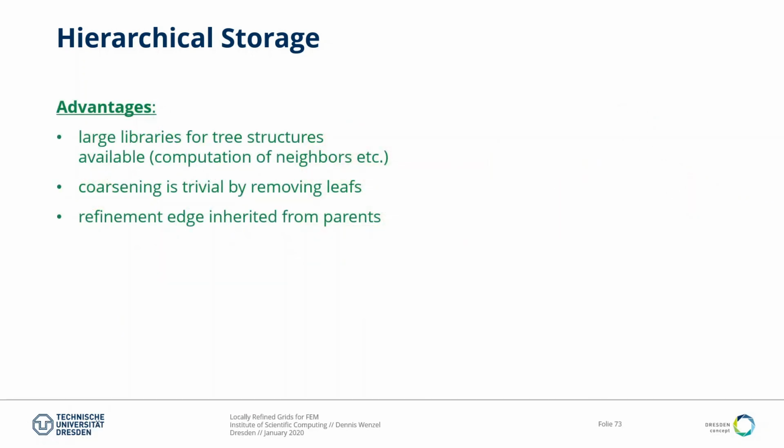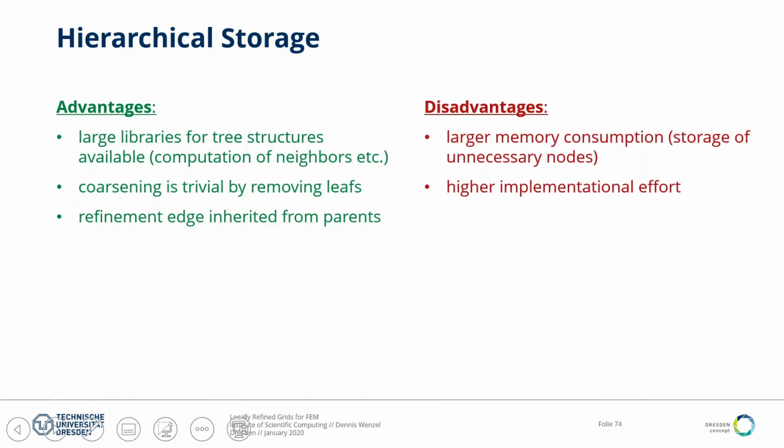Okay, so coarsening is trivial, and the refinement edge and also the neighboring relations, all of this is inherited from the parents, so I don't explicitly have to compute it because it's directly given. So I'm taking everything from my parents. For example, if I know what the neighbors of my parents are, then I can directly deduce this and use efficient search algorithms for tree structures. But it of course also has disadvantages because it takes larger memory, because you're storing all those nodes that you used to have and not only those that you actually have. And the implementational effort is also bigger, of course, compared to the simple direct storage way.